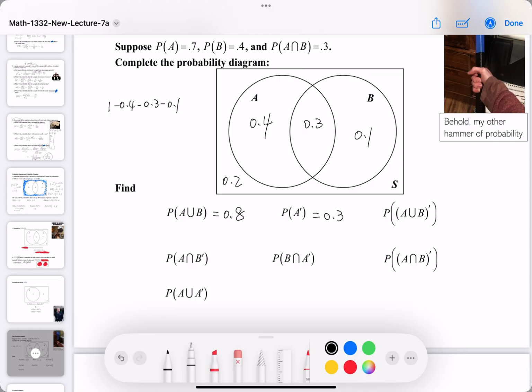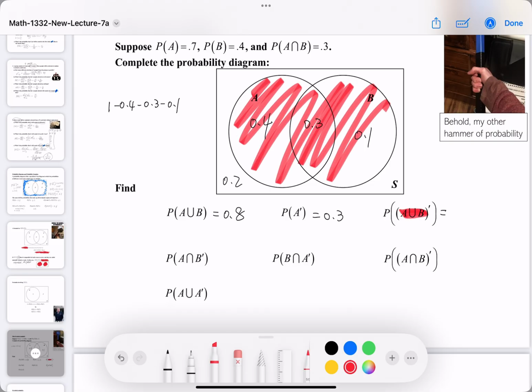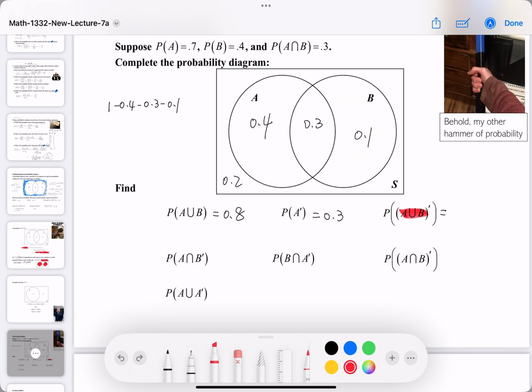And how about P of A or B prime? What is A or B? Let's highlight A or B. So A or B is here. The prime means 1 minus the section. So I'm using 1 minus the section: 0.4 plus 0.3 plus 0.1. If I'm saving some space, we're having 0.2.